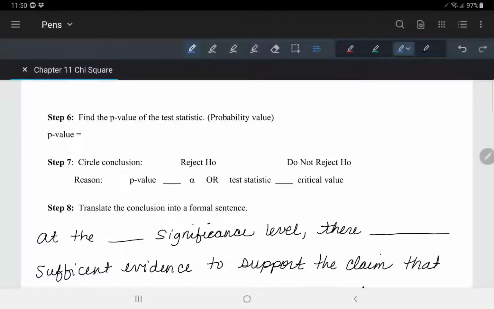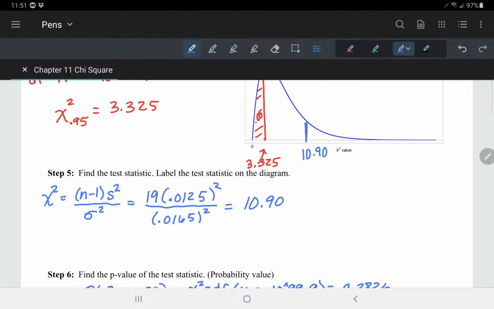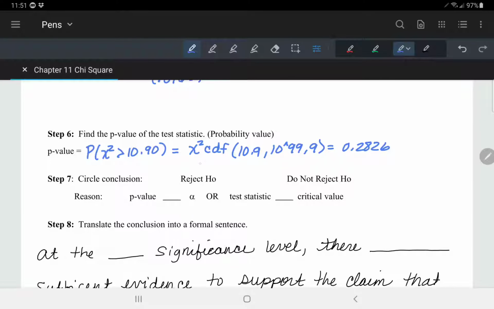But we can find the p-value of the test statistic. So if we were to find the probability that chi-squared is greater than 10.9, we could use chi-squared CDF in our calculator, so this would be 10.9 up until infinity with 9 degrees of freedom, and that would give us 0.2826. So that's going to tell us this probability here. Now it's a left-tailed test and we're looking for 5%, so it's pretty clear that the complement of that is greater than 5%, but we'll just show that. So the complement is 1 minus 0.2826, and that's 0.7174.